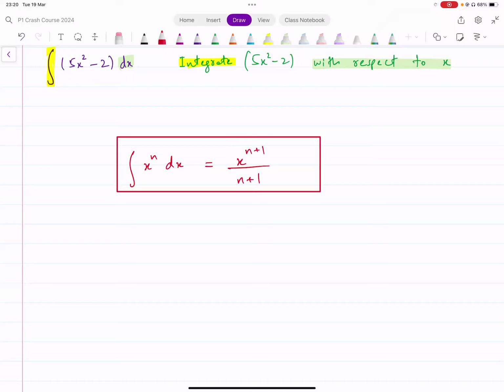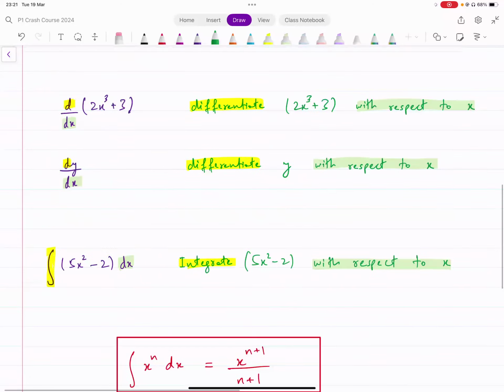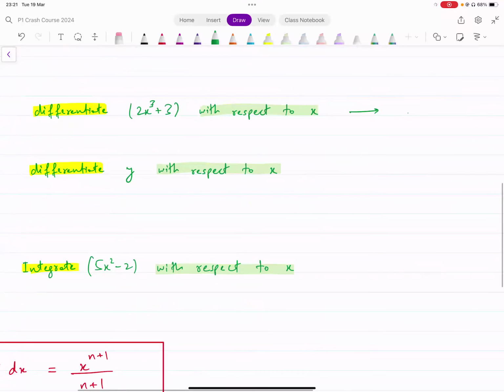Make sense? X raised to power n plus 1 divided by n plus 1. Add 1 to the power, divide by that new power. That's what you get. Now, in differentiation, the result that you used to get from differentiation used to be called derivative, right? The result was the derivative. So after differentiating, the end result used to be called a derivative.